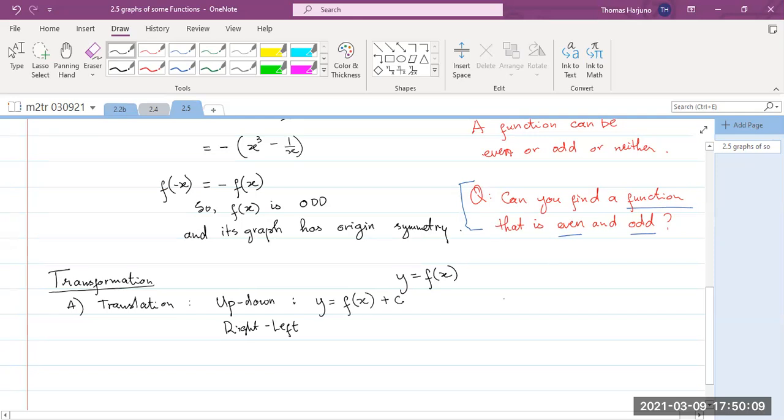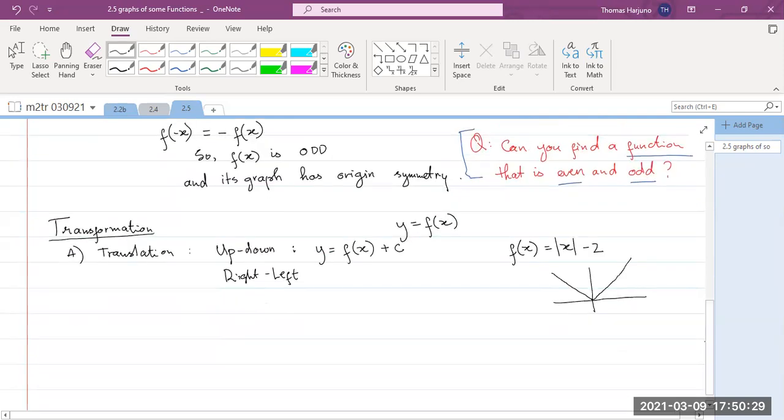Now, for example, f(x) equals absolute value of x minus 2. Like we know absolute value of x looks like a V. We learned that last Thursday. Like this is absolute of x, right? Now, what happened with absolute of x minus 2? Then we will move it down 2 units. This is the graph of absolute of x, and the graph of absolute of x minus 2 will look like this.